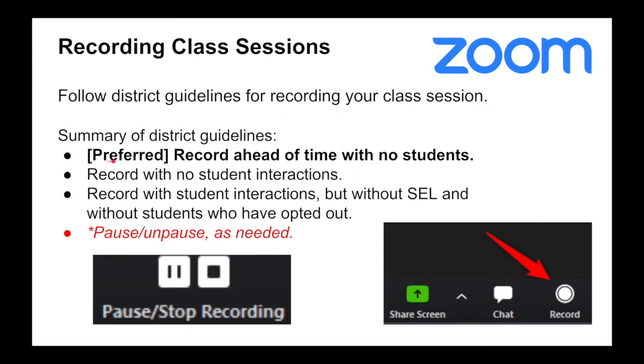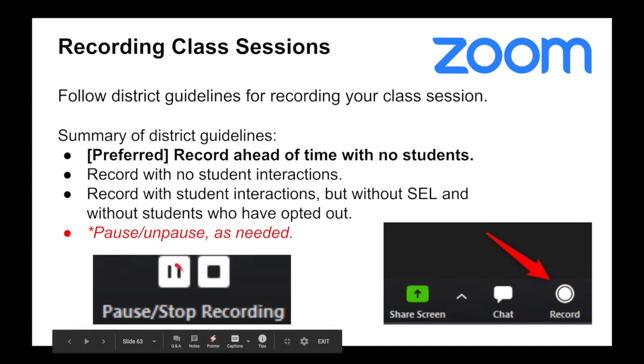The preferred method is that you record ahead of time with no students. The next option would be to record with no student interactions. And the third option is to record with student interactions, but without SEL and without students who have opted out. Remember that after you start recording your session, you can pause and unpause as many times as you need until you finally stop the recording.